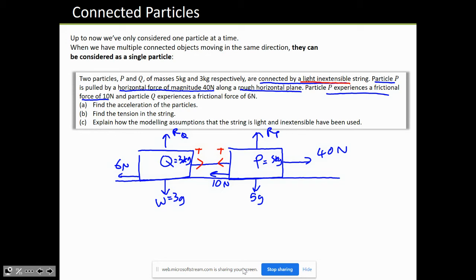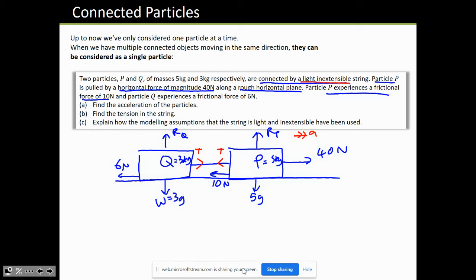All right, so now we want to find the acceleration of the particles. It should be clear that because we have a greater pulling force than frictional force, which it makes sense we have to have, our acceleration is going to be in this direction.